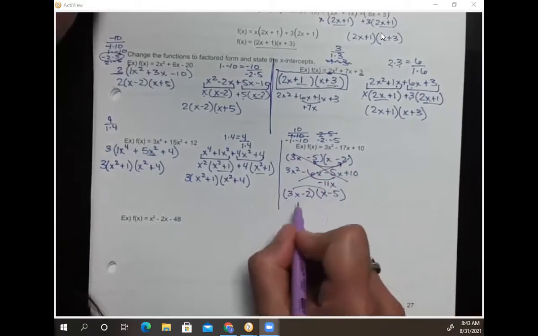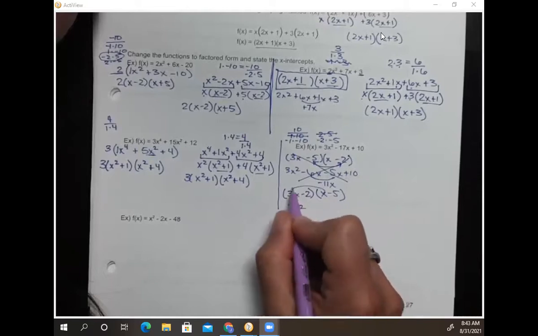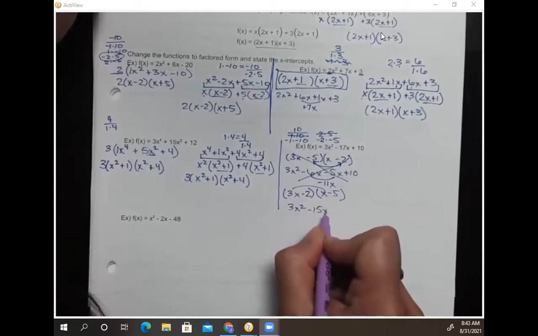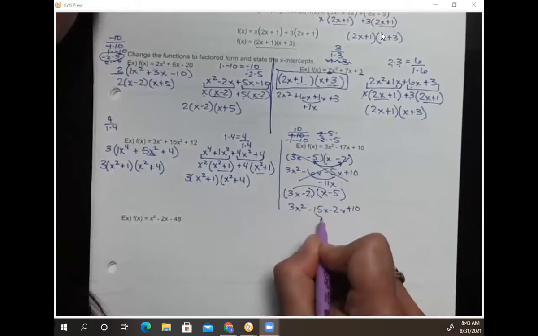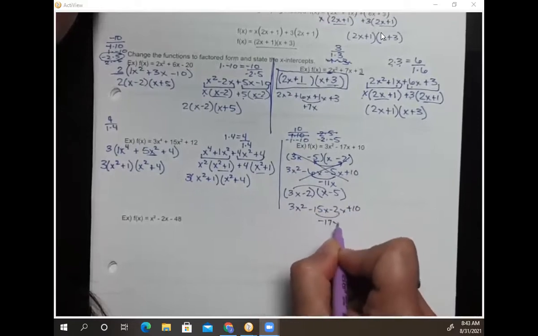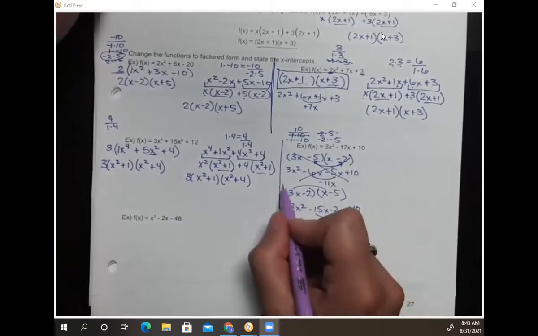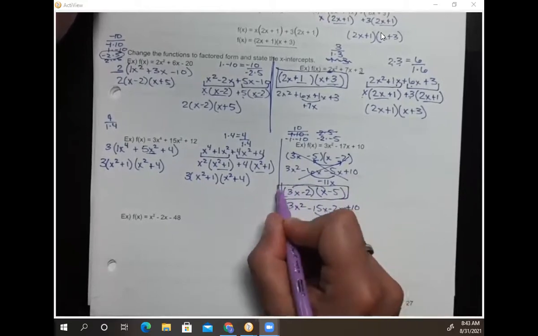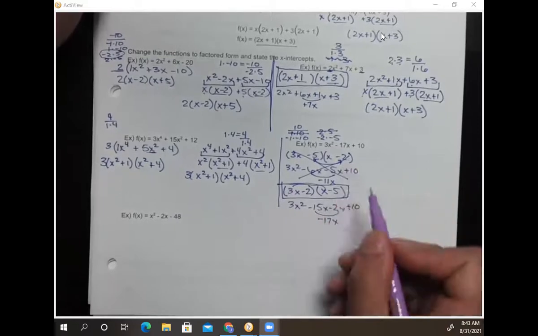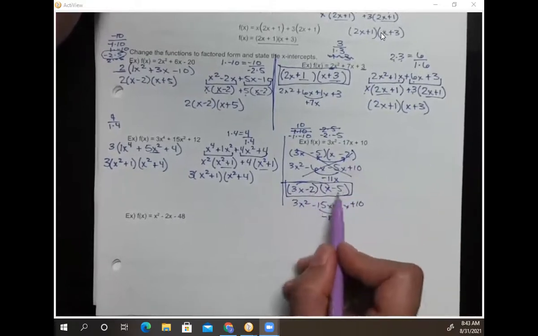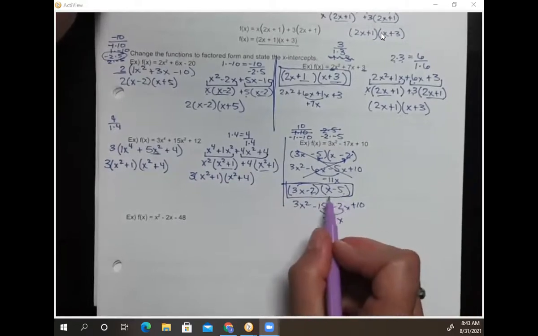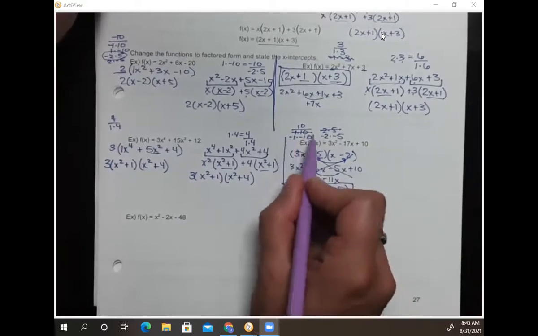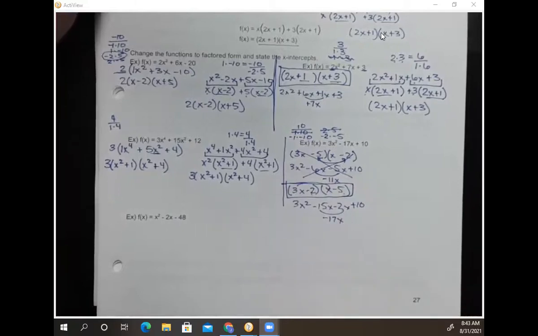Again, I'm going to check by distributing. So that would be 3x squared minus 15x minus 2x plus 10. This time we get -17x in the middle. So this is my correct factorization here. I tried something and it didn't work, so I swapped those numbers in my factors and tried again. Now, if this hadn't worked, I would try -1 and -10 in my factors.